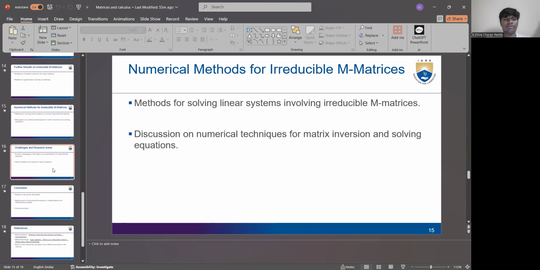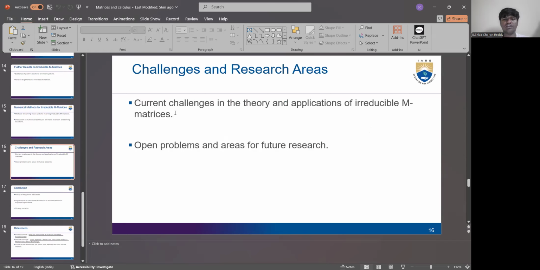Coming to challenges and research areas, the current challenges in the theory and applications of irreducible matrices are many, because you can use them in many different applications, but they also have many numerical problems which may take a large amount of time to solve, and many open problems and areas for further research. There is also much scope for further research in the future, and it's also in the development process, so it may take time.